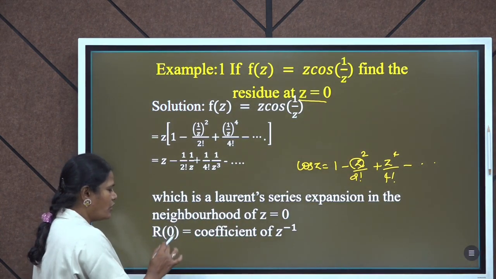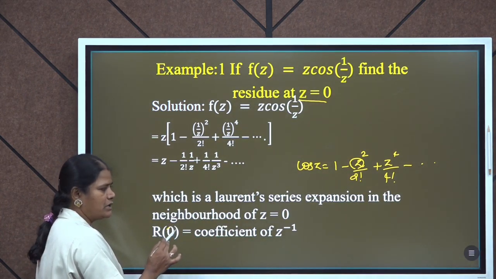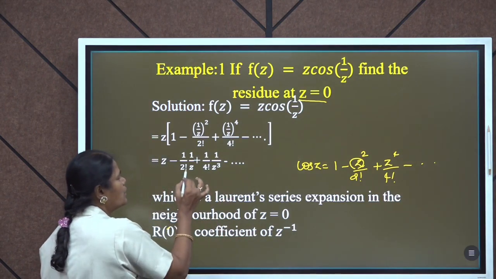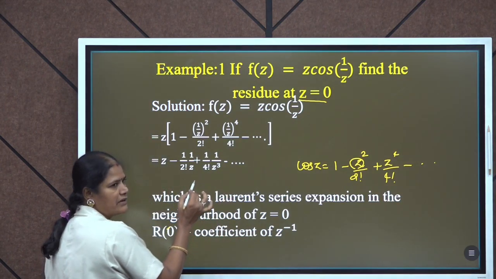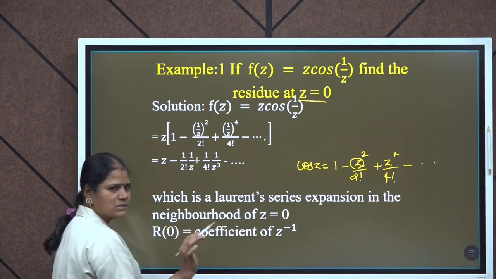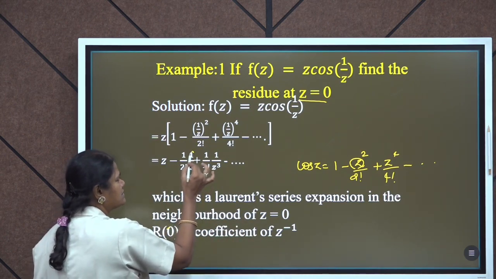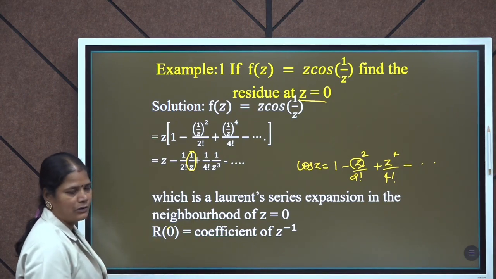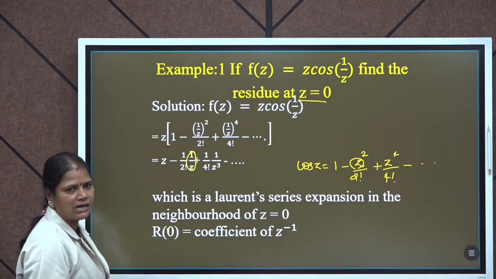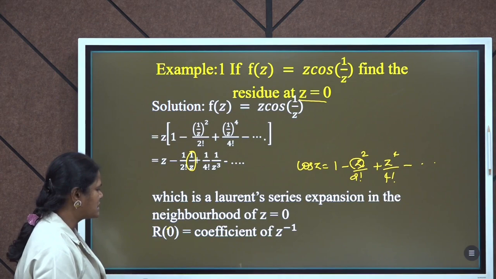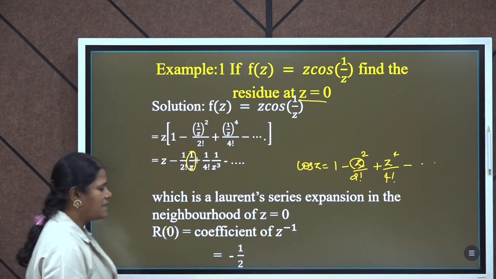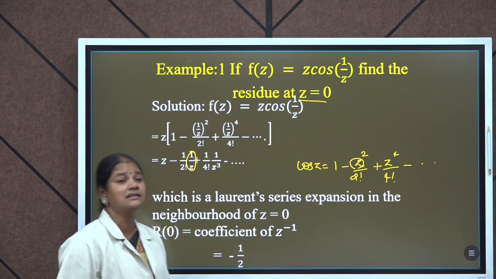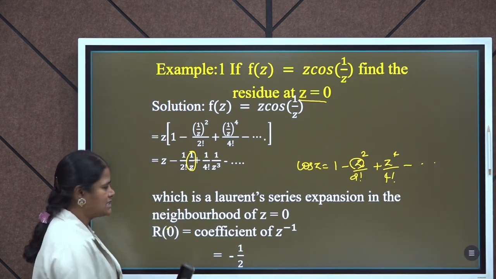Therefore, the residue at the pole z equal to 0 is the coefficient of z power minus 1. What is the coefficient of z power minus 1, that is 1 by z? Yes, it is minus 1 by 2 factorial, and 2 factorial is nothing but 2. Therefore, the final answer for the residue is minus 1 by 2. This is the way to find the residue by using the Laurent series expansion.